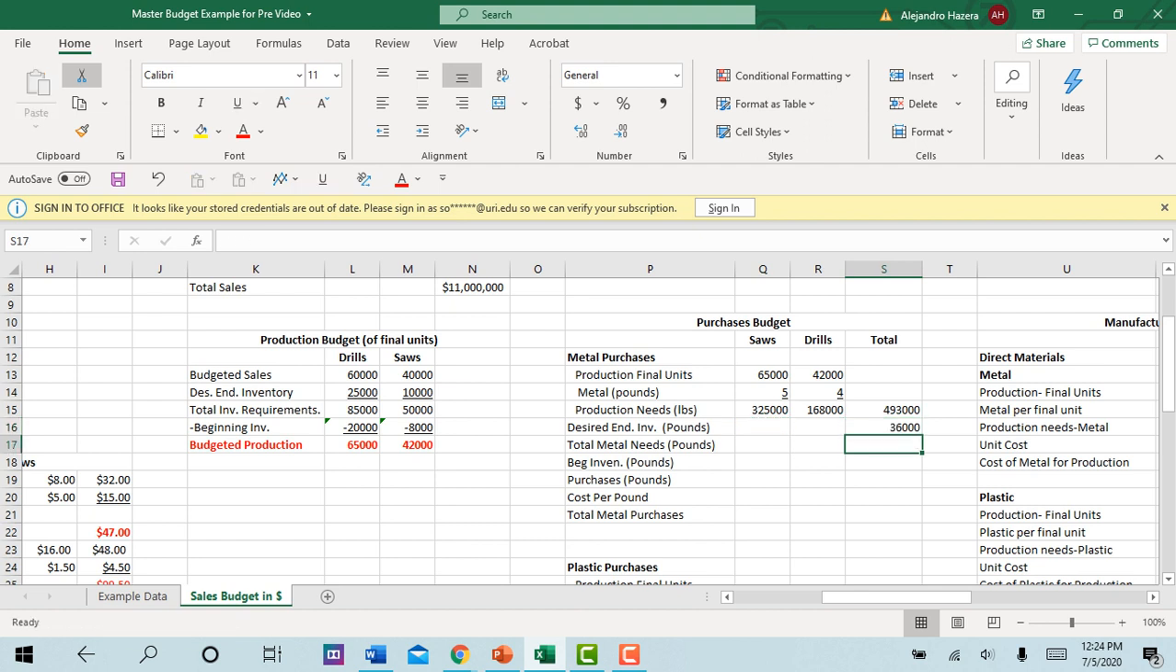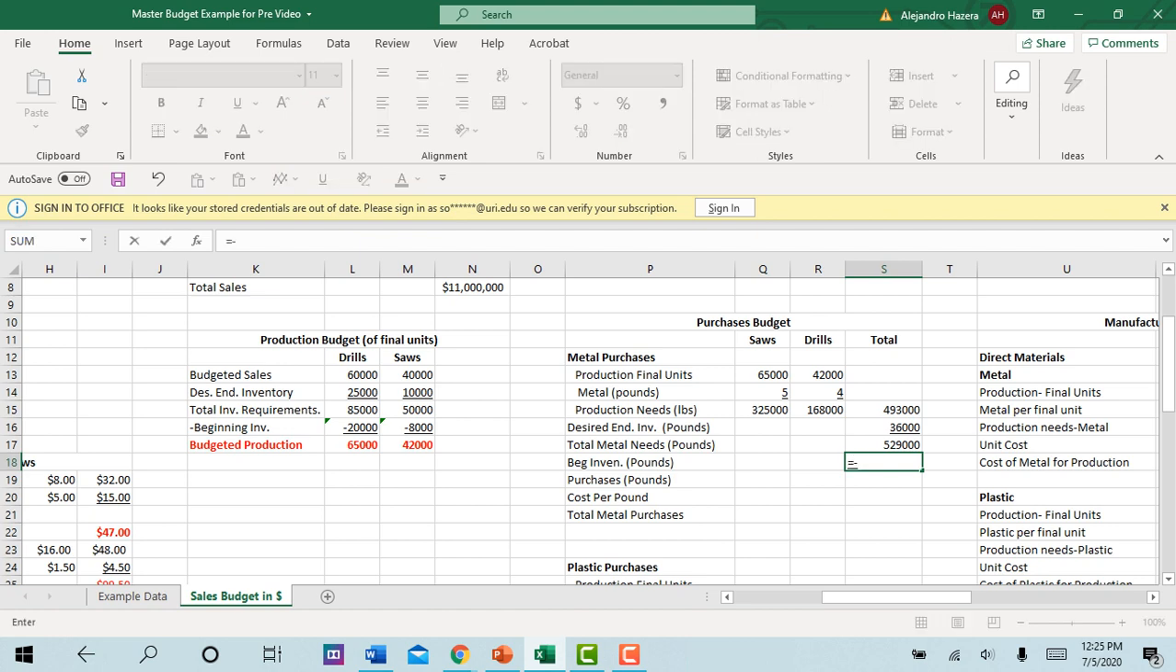in the total column, because this whole calculation is to ask ourselves, how many total pounds of metal do we need first for production, then do we want our desired ending inventory, and then the total of these two. I'll put a subtotal here, the total of those two, that's our total metal needs. Those are the total needs that we're going to have for metal. We're going to need 493,000 for production and 36,000 to meet our desired inventory.